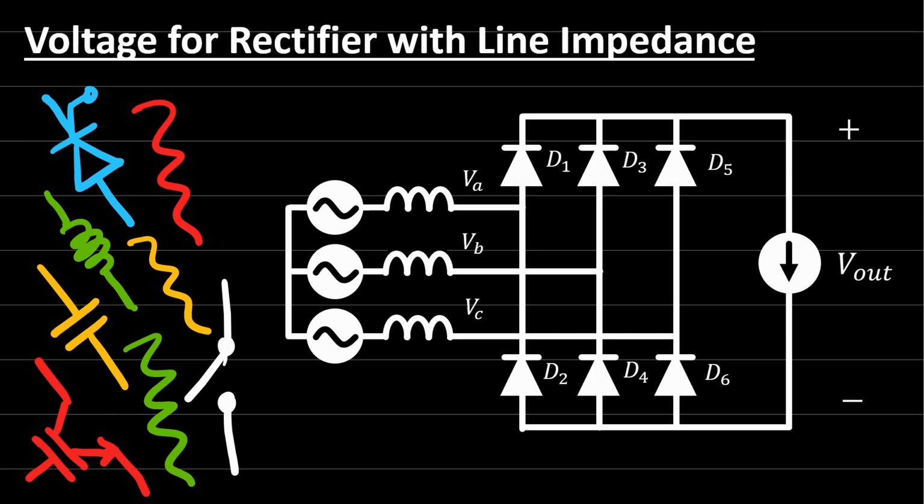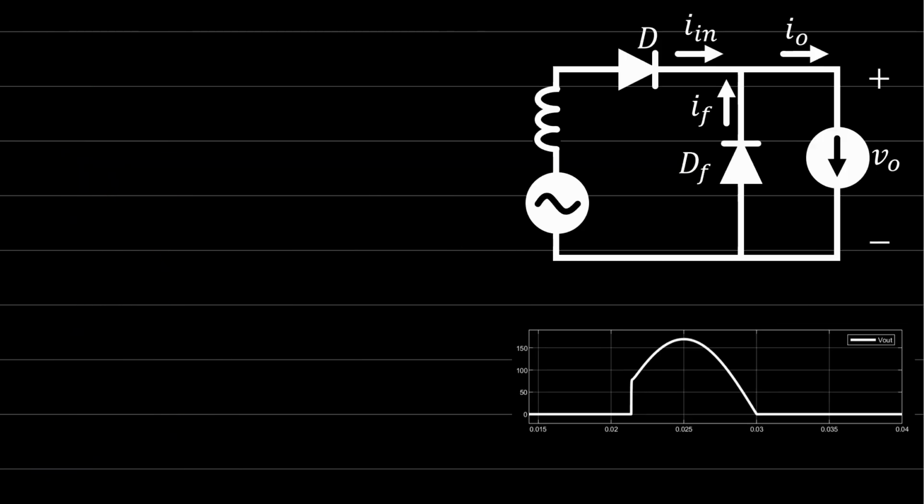Today I'm going to talk about how to find the average voltage for a three-phase diode rectifier with line impedance, taking into consideration the effective line impedance. Before going to the three-phase diode rectifier, let's recall the effective line impedance for the single-phase half-wave rectifier and the single-phase full-wave rectifier. The output of a single-phase half-wave rectifier with a freewheeling diode looks like this.